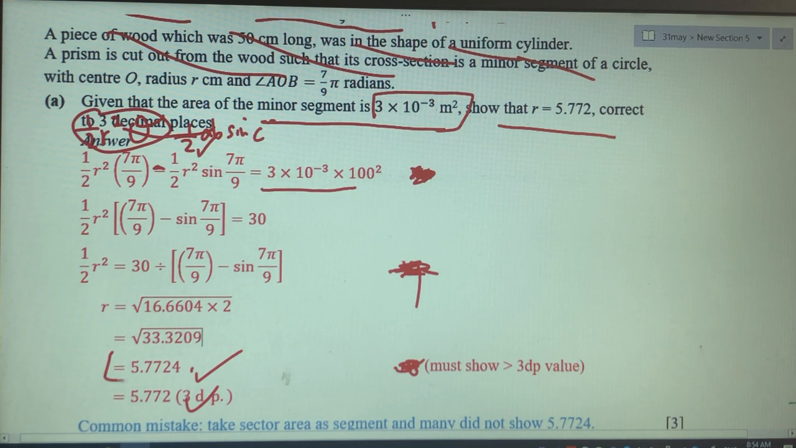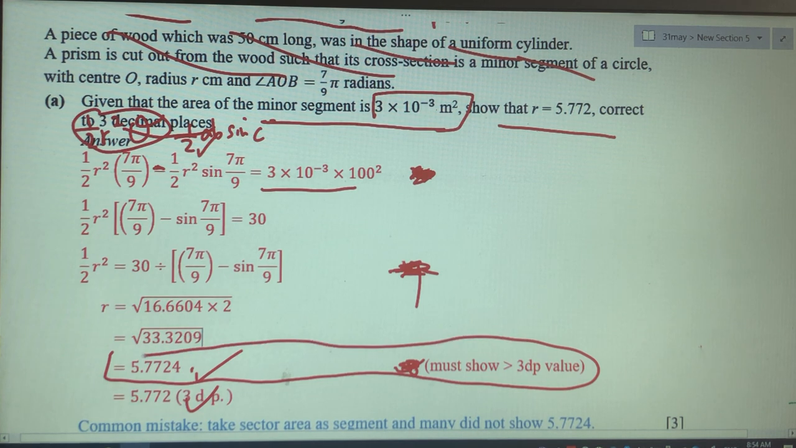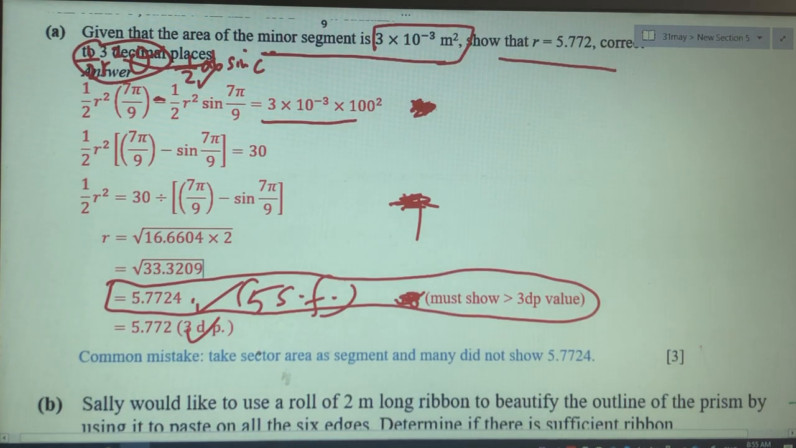And this part here, as I've always told you, you must show the 5SF answer before you round off. This is important, okay? You must always do that. Then some of you take the sector, that means sector and segment, you're confused. And then you did not show this. You must show this before you round off.